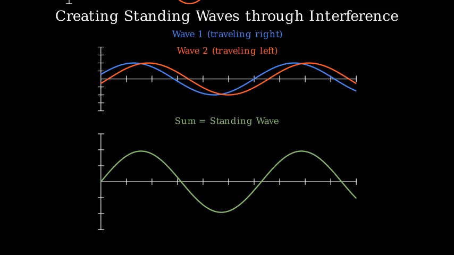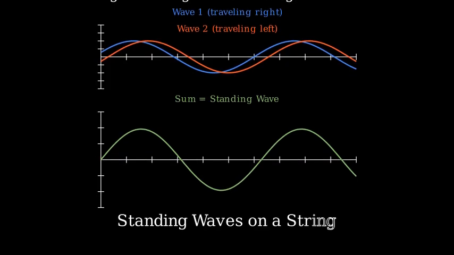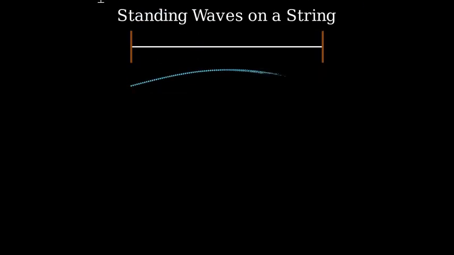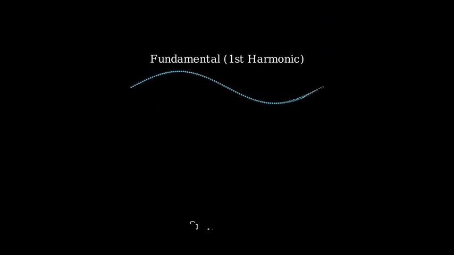Now, let's see a practical example of standing waves on a string fixed at both ends, like a guitar string. When the string is plucked, waves travel in both directions and reflect at the fixed ends. The resulting interference creates standing waves. The simplest standing wave pattern that can form is called the fundamental frequency or first harmonic, with only one antinode in the middle. The second harmonic has two antinodes and a node in the middle. The third harmonic has three antinodes and two nodes between them.